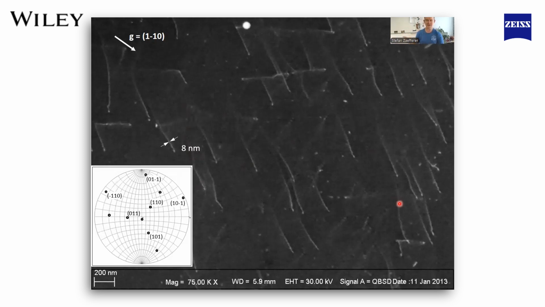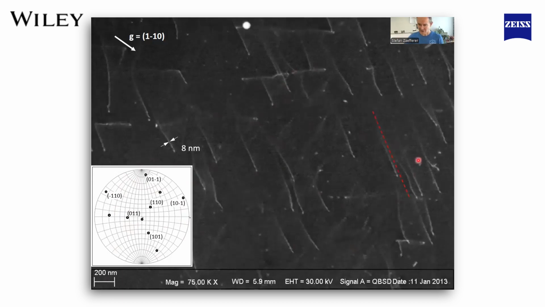previous image. And again, I use preliminary knowledge that dislocations in BCC materials all have a 1-1-1 Burgers vector and are often screw-type dislocations. Therefore I have plotted the 1-1-1 directions into this stereographic projection of this crystal orientation here.